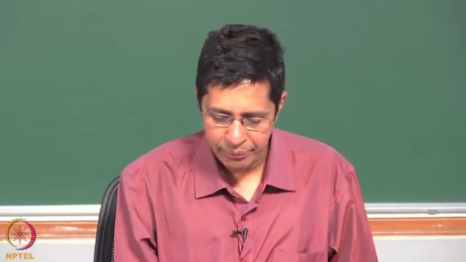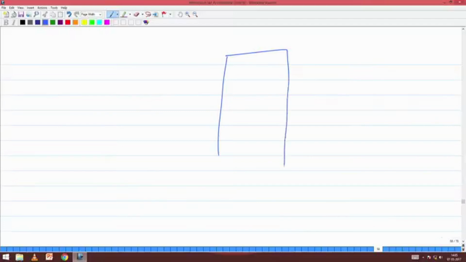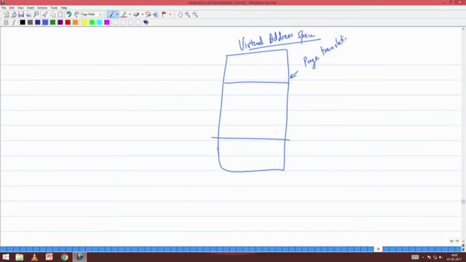So we had, in the entire virtual address space, basically the page translation table. This essentially we will call the page table. The word commonly used in the literature is page table, and the start of the page table was given by CR3, right?